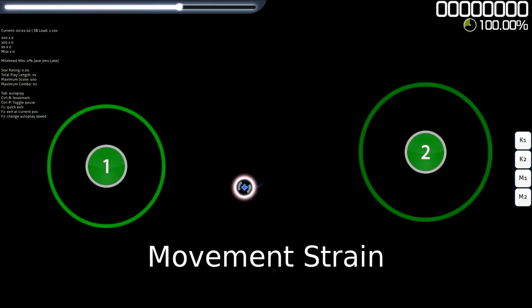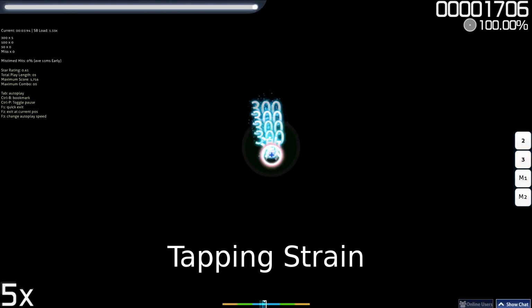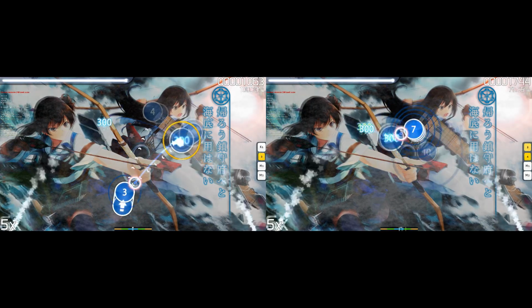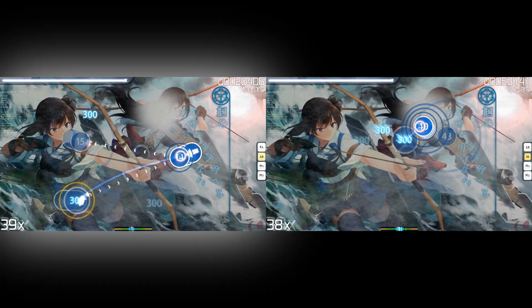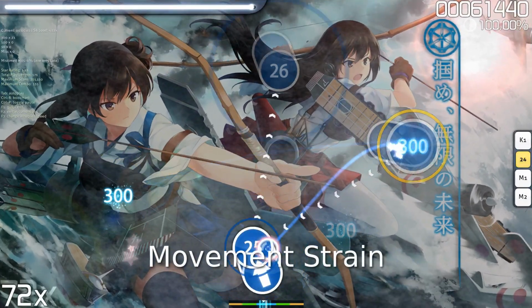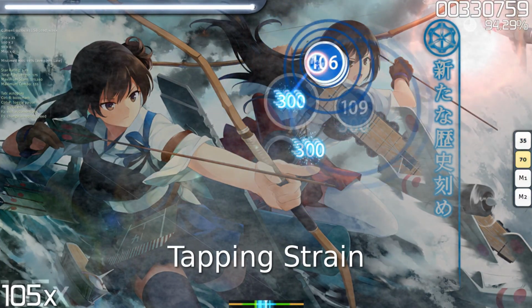So far, I've only mentioned strain caused by movement. Rhythm is unique in that it also causes strain on the tapping hand. Basically, the more the player taps, the more strain there is. Here's two ways to map the same sort of rhythm. The rhythm on the left uses higher spacing and less active notes, while the one on the right uses lower spacing but more active notes. The one on the left causes more strain on the movement hand, while the one on the right causes more strain on the tapping hand.